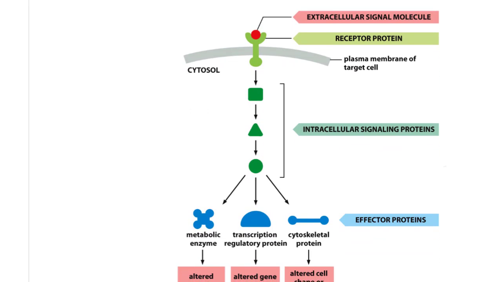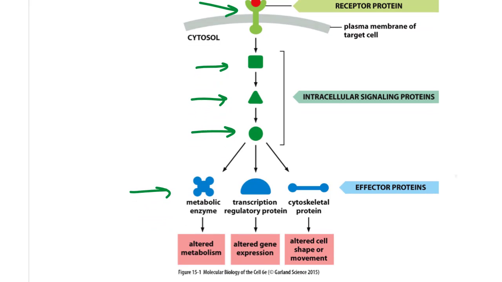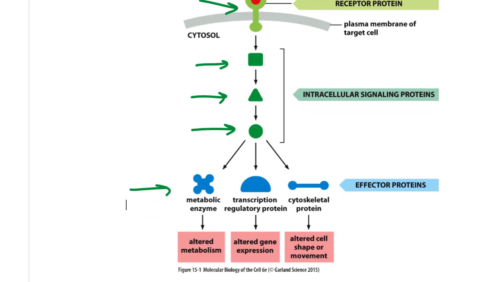Now we have a picture here. It's a very generic picture, let me just say that right out. We have a signaling molecule binding to a receptor, and this receptor is on the cell membrane in this case, and that activates the receptor. The receptor will then go on to activate some intracellular molecules. And that will eventually lead to possibly different types of responses. It could be a change in cytoskeleton protein, transcription regulatory proteins might be activated, or metabolic enzymes. And this can lead to altered metabolism, altered gene expression, altered cell shape or movement.